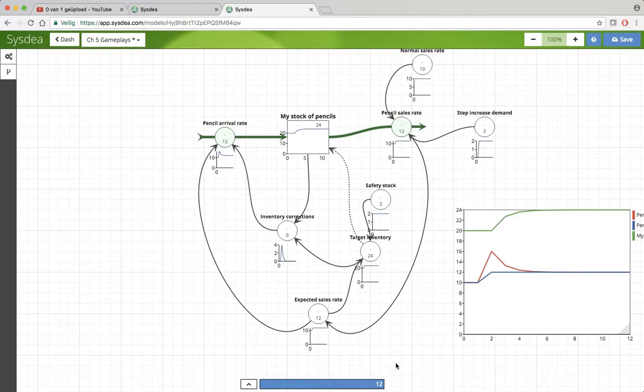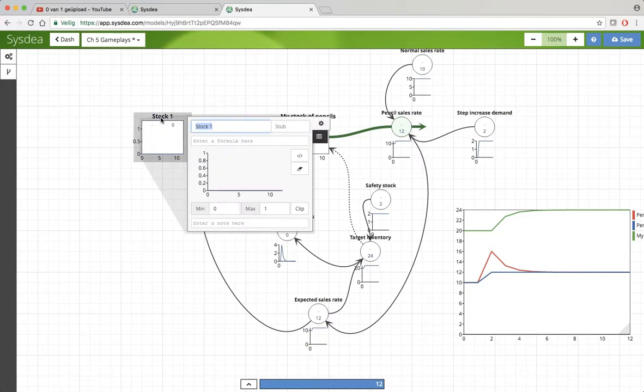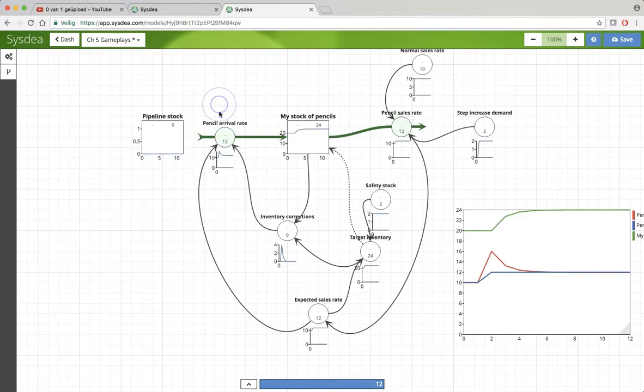The lack of realism, at least that we have here, is that when we are short on pencils, we can immediately replenish them. In reality, often there's some kind of ordering delay or a pipeline delay, as I say. Well, a pipeline is really a stock. So let's call this indeed the pipeline stock, and let's make sure that that's connected to this one.